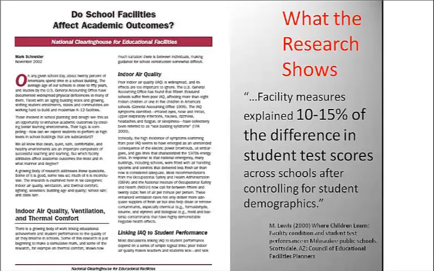So what is the research showing? And if you haven't filled out your survey, don't jump to any conclusions by these next few slides. The research shows a variety of things. Here is a paper produced in 2002 that was an analysis of a variety of research, and it cites one study that says facility measures explain 10 to 15% of the difference in test scores after controlling for student demographics. So I've cited the paper that shows that here.